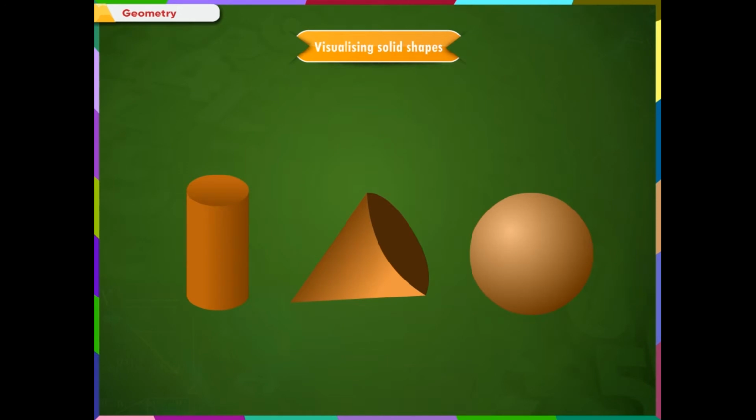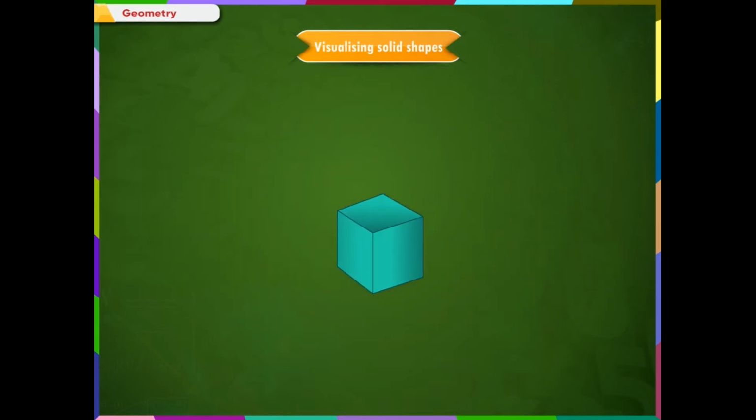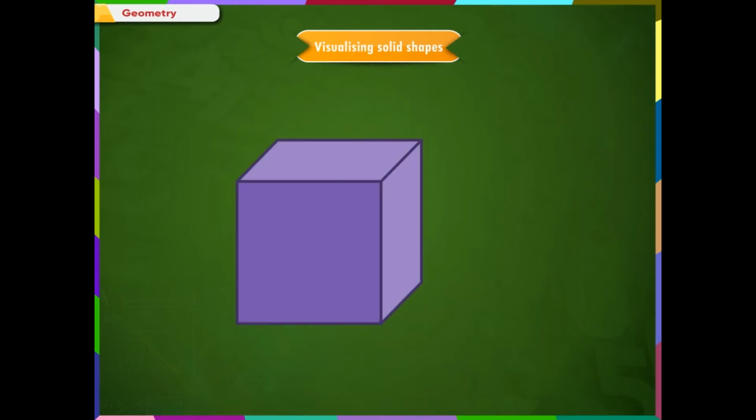We can classify the solid shapes into two types: shapes with curved surfaces such as cylinder, cone, and sphere, and shapes with flat surfaces. Solid shapes which are entirely made up of flat surfaces are called polyhedron. The plural of polyhedron is called polyhedra. Polyhedra are described by the number of faces, edges, and vertices they have.